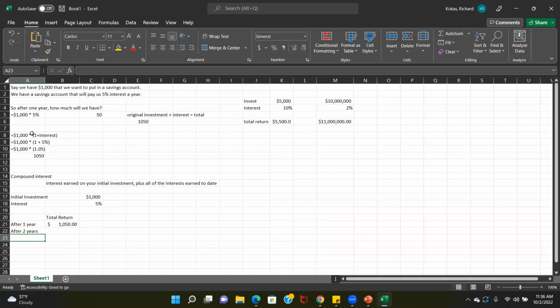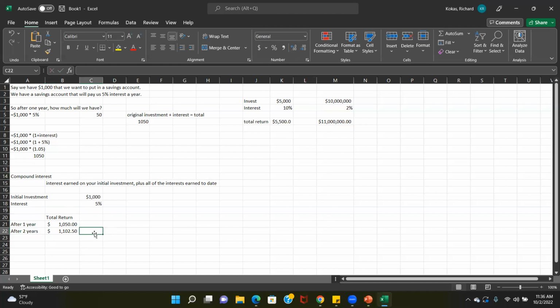Okay, and it's going to be the same process. We take the balance, 1,050, multiplied by 1 plus the percentage, so 1.05. So now our new balance is $1,102.50. Okay, so look, it was more than $50 we got in interest because we earned interest on the new balance, not just the original $1,000. And that's what compound interest means. We're earning interest on the interest we've already earned.